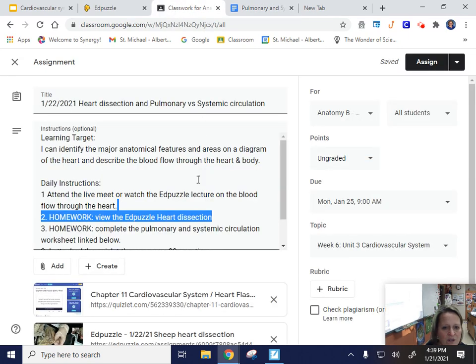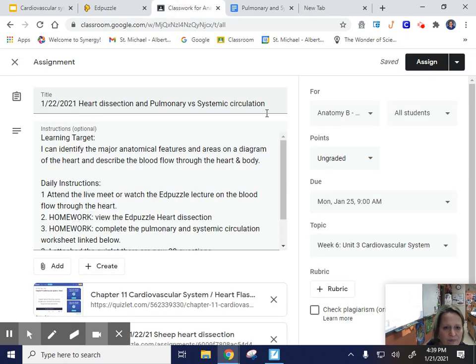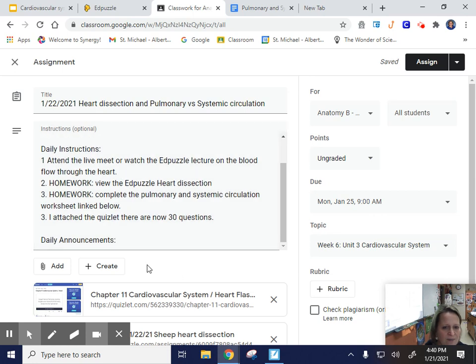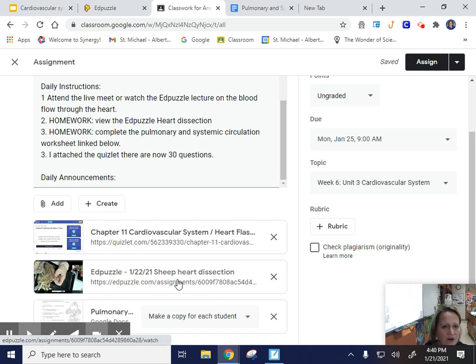Okay, so the only other things that you need to do today is to make sure that you watch the Ed puzzle on the heart dissection, which is right here, and complete the worksheet that is right here. So I made a copy of it for you. And then this Ed puzzle will be attached, or you can attend the live meet tomorrow and I'll go over it again. I also reattached the cardiovascular system Quizlet. I added questions, so there's now 30 questions on there.